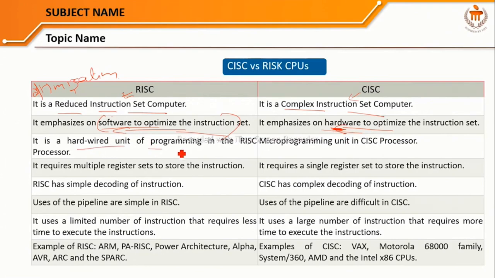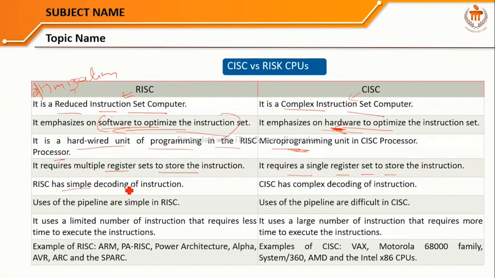The hardware unit programming in a RISC processor is a programming which is in the processor, and this is micro programming. Also, RISC requires multiple register sets to store the instructions. Here we require multiple registers to store the instructions. Here we require a single register. What is the work of the single register? Like yes, no, on, off. These types of work are performed by single registers.